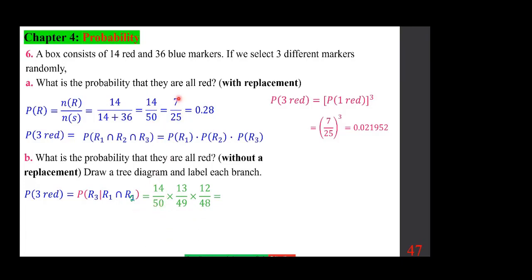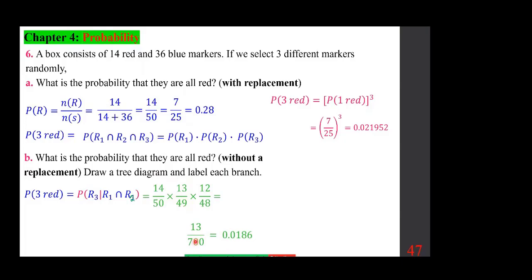And I'm not going to do the reduction on purpose because I want you to see what happens to the next one. The denominator goes down by 1. The numerator goes down by 1. Same thing here. The denominator goes down by 1. The numerator goes down by 1. Because we are looking at the red, and it really depends on what happened in the first stage. Again, you can multiply the top, the bottom if you want it in the fractional form.